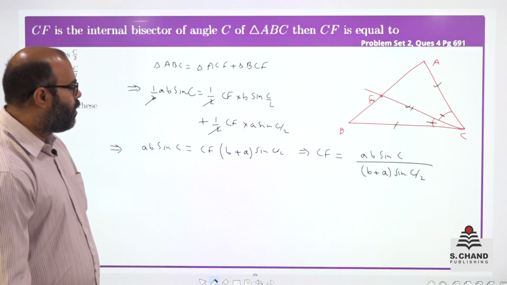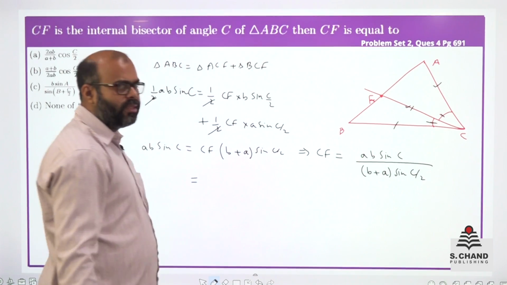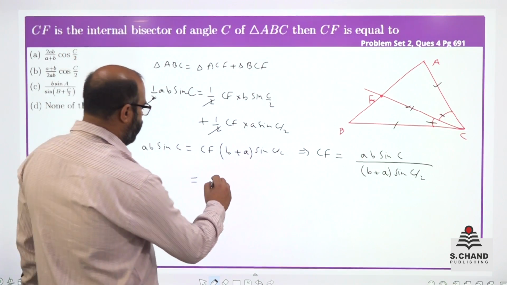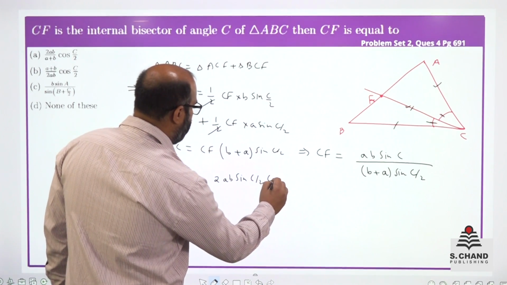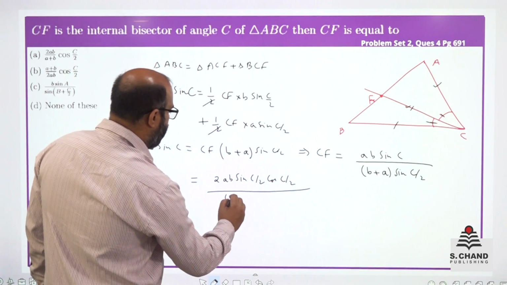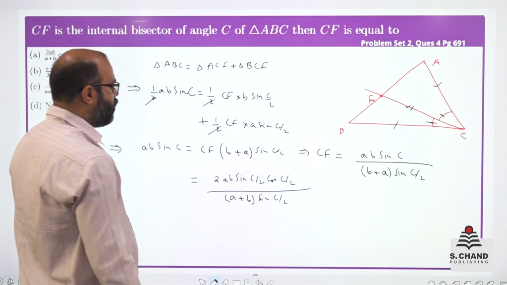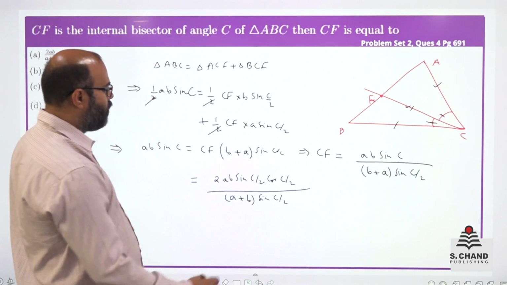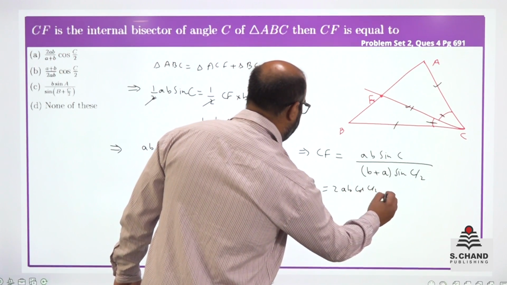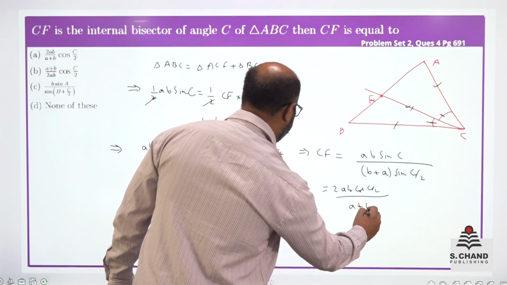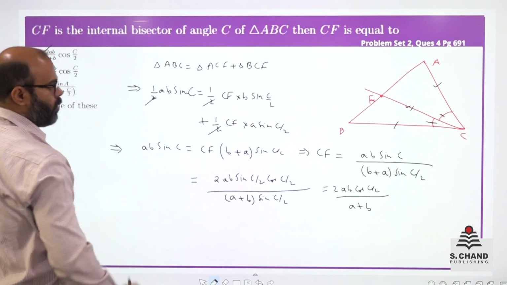Okay. Now we know that sin C is equal to 2 sin C by 2 into cos C by 2. So this is 2AB sin C by 2 into cos C by 2 upon A plus B sin C by 2. So sin C by 2 will get cancelled and you will get 2AB cos C by 2 upon A plus B. So 2AB by A plus B cos C by 2, option A is the correct option.